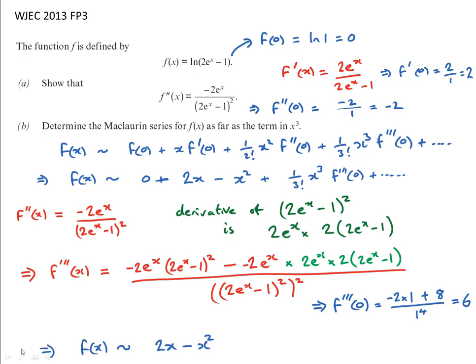So the Maclaurin series, which we already know starts off as 2x minus x squared, the x cubed term is going to be 1 over 3 factorial times x cubed times by 6. Well, 3 factorial is 6, so that's 1 over 6 times x cubed times by 6. In other words, it's just x cubed.